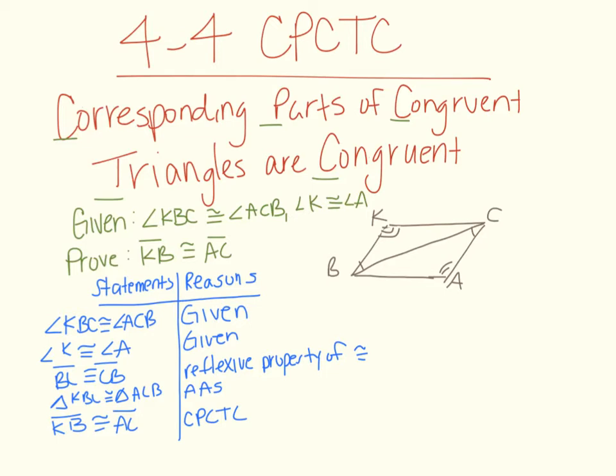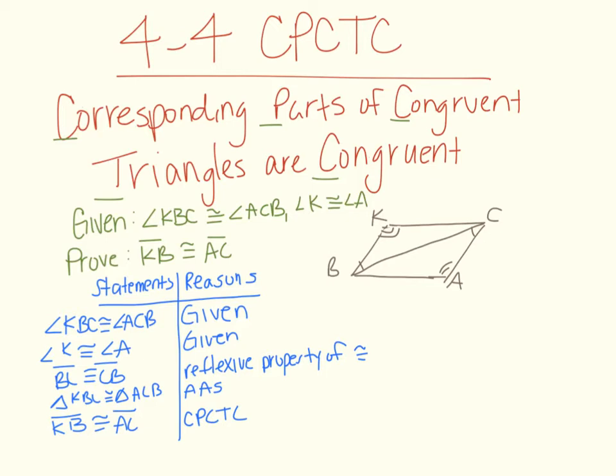We are given here that angle KBC is congruent to angle ACB. Angle K is congruent to angle A. And we're trying to figure out if KB is congruent to AC. So we're given two pairs of angles are congruent. We're trying to figure out if a side is congruent.